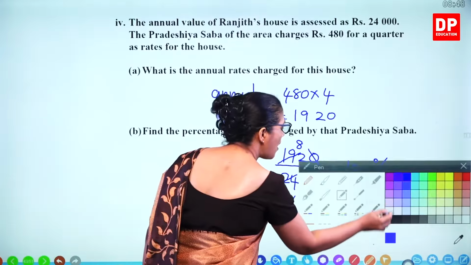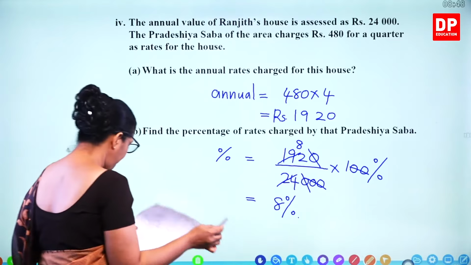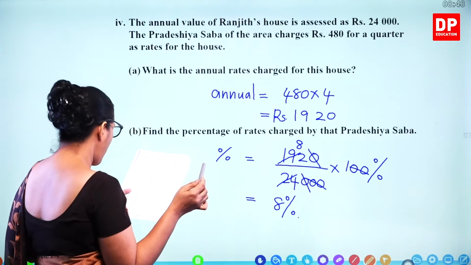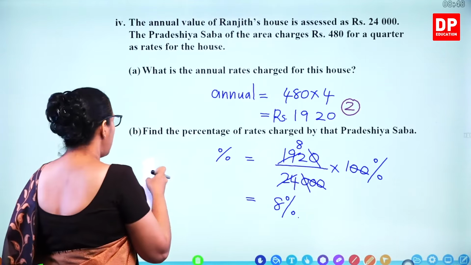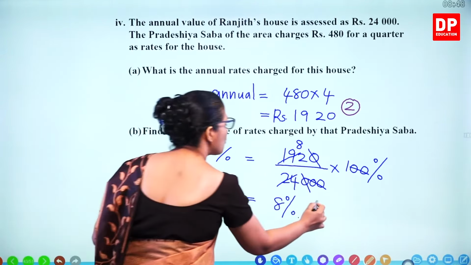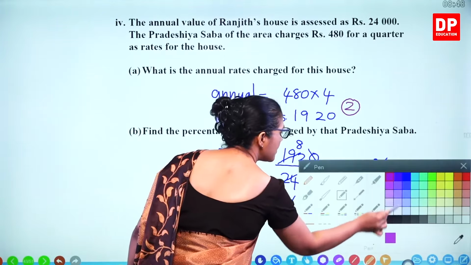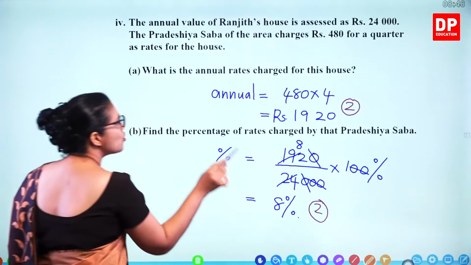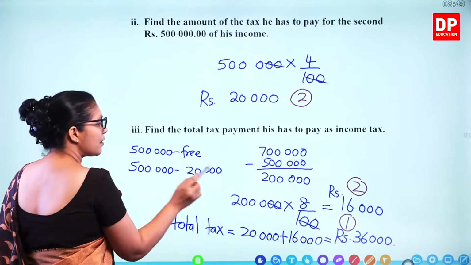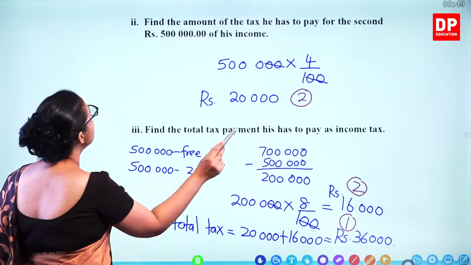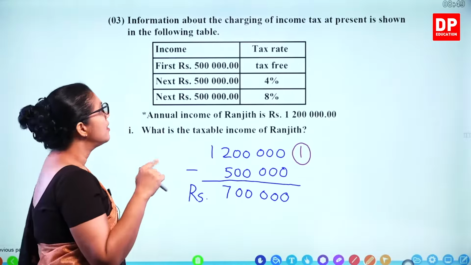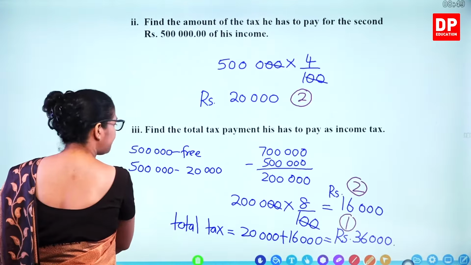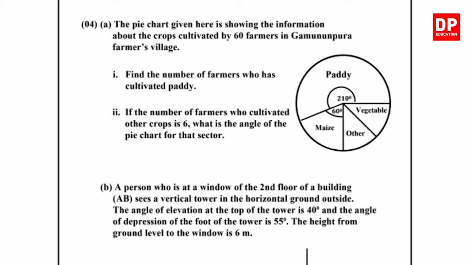Now we'll see how many marks for that. 1920, that's 2 marks. And then 8%, another 2 marks. We need to check whether the total is 10. 2 and 2, 4. 5, 6, 7, 8, 9, 10. So 10 marks for the whole question number 3. Now you can try question number 4.